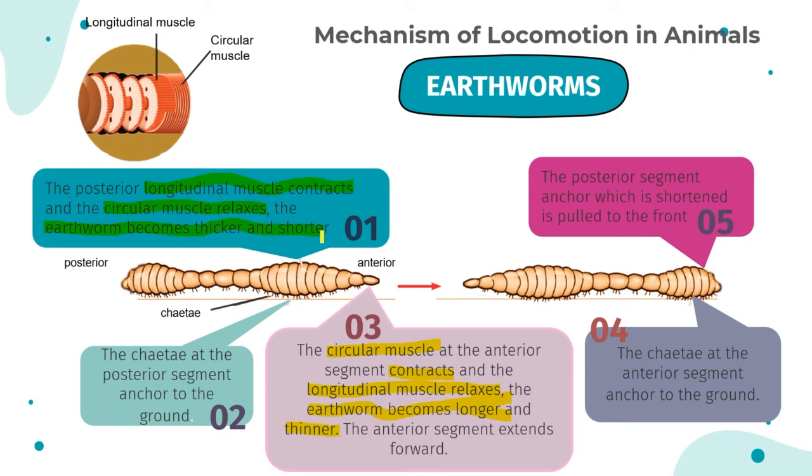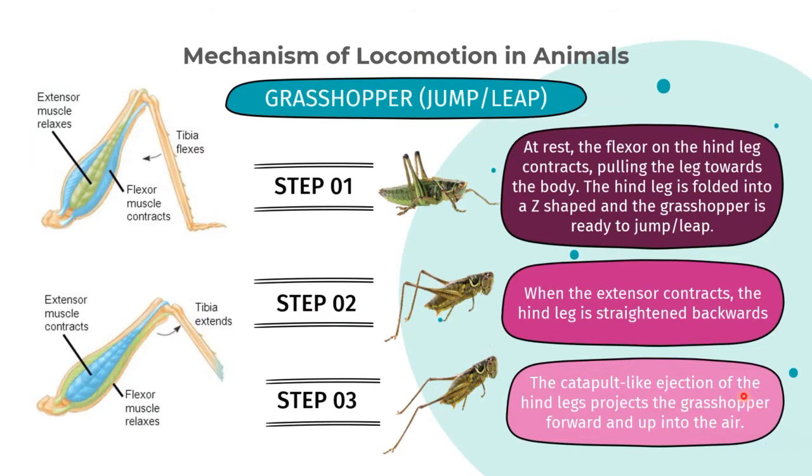So it will move in an alternating way. This movement will occur continuously until the earthworm moves from one place to another. That is referred to as the mechanism of locomotion in animals.